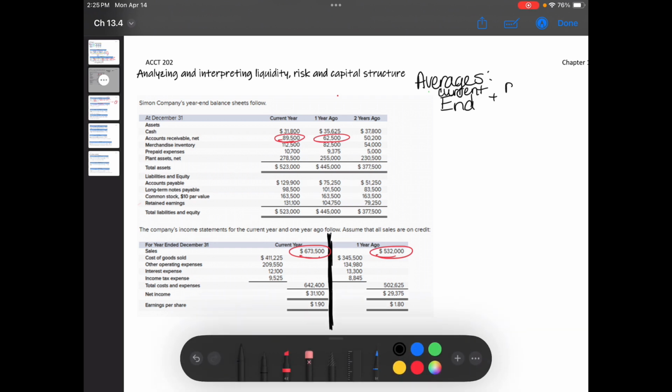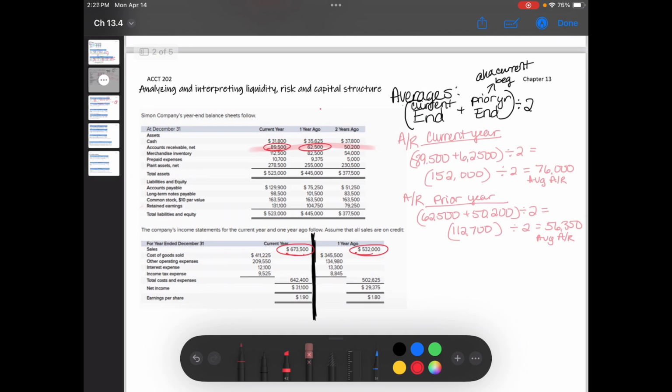Prior year end, which is AKA current year beginning. That's why I wanted to say beginning. But this problem doesn't give you beginnings. They just give you ends. So let's do it that way. We take these two numbers and we divide it by 2. Two numbers divided by 2 will give you an average. All right, I'll pop those numbers in and we'll talk about those.